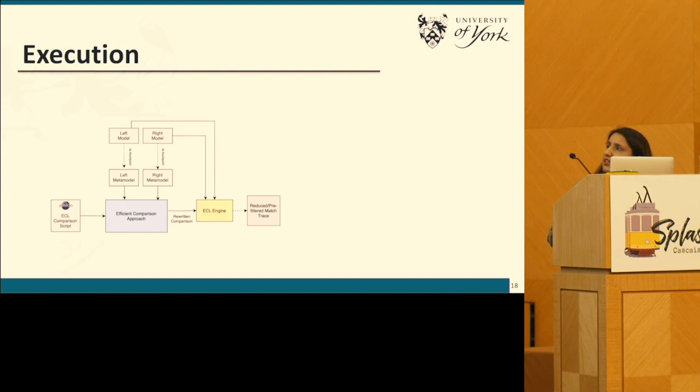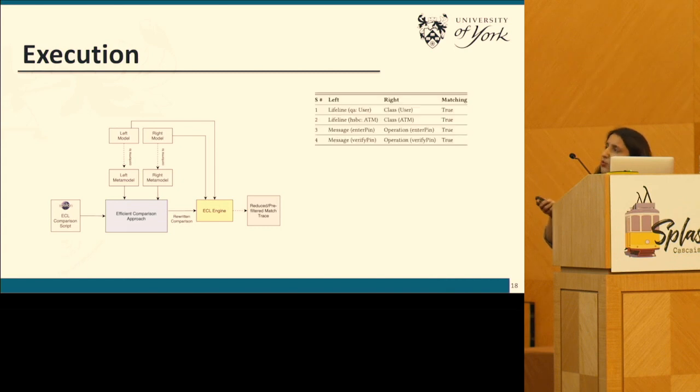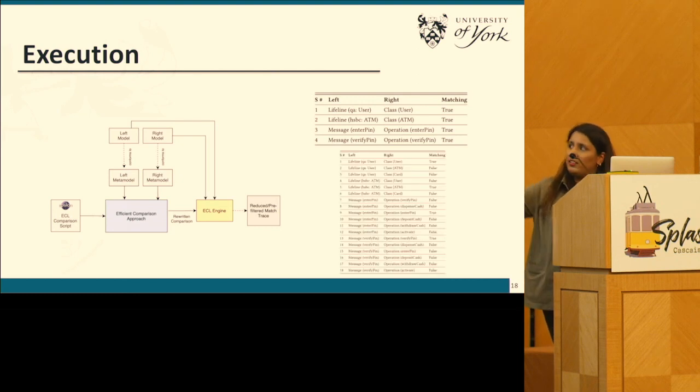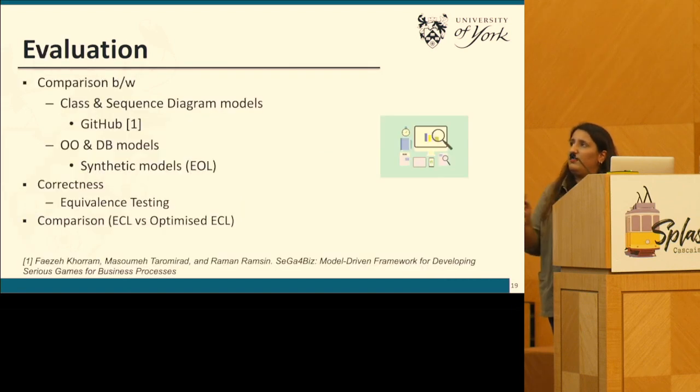And then when we execute this script over the ECL engine, we will end up with this match trace. If you see, this match trace is much smaller than the huge match trace that we ended up with without an optimization algorithm behind the ECL script. So this is the proposed approach.